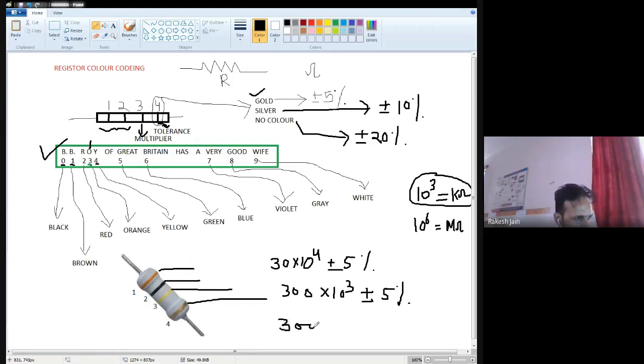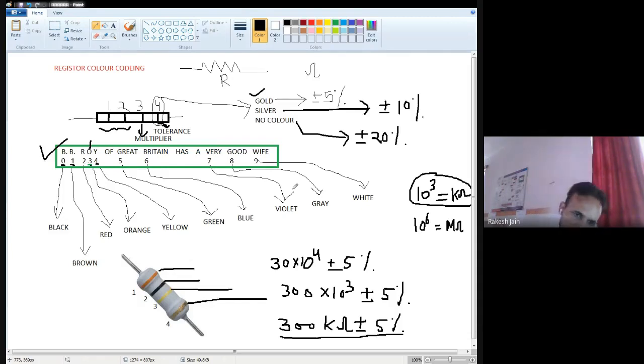So what is the answer of this question? The value of this resistance is 300 kilo ohm and with tolerance plus minus 5%. It means plus minus 5% value will be up and down when we check from the multimeter. So it may be 300 kilo ohm plus minus 5%, that is 300 into 10 to power 3 into 5 upon 100. So it will be 3000 up down. It may be 27,000 something to 29,000, whatever plus minus 5% answer.